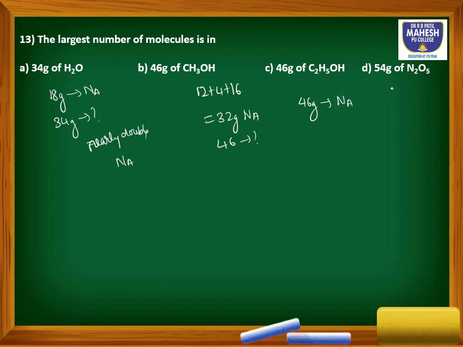Dinitrogen pentoxide: 14 into 2, that is 28, plus 16 into 5, the total is going to be 108. That means it has half of Avogadro number of molecules. Half of Avogadro number of molecules.